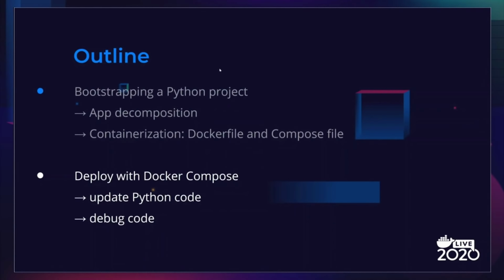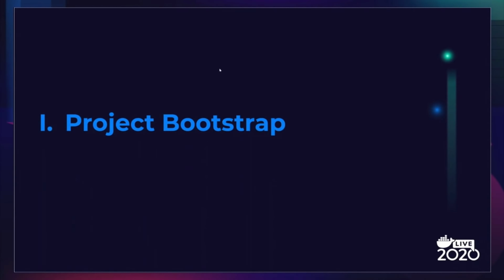In the second part, we go through the development cycle of a project and discuss in more detail how we can apply code updates and debug failures in a containerized Python service. This is also what we are going to quickly demo at the end of the presentation. So let's start with the bootstrap phase.